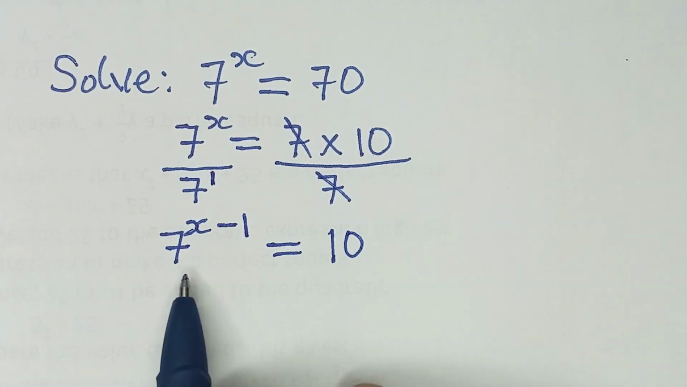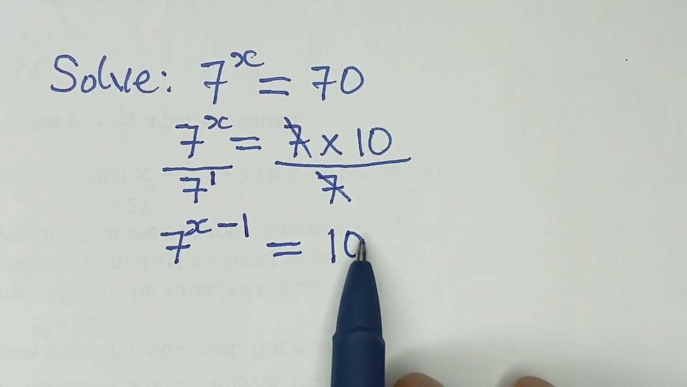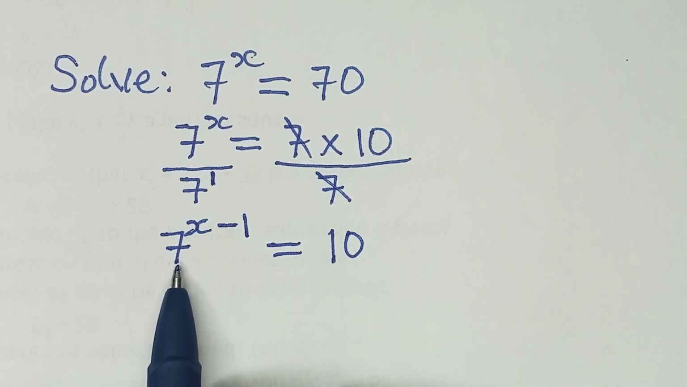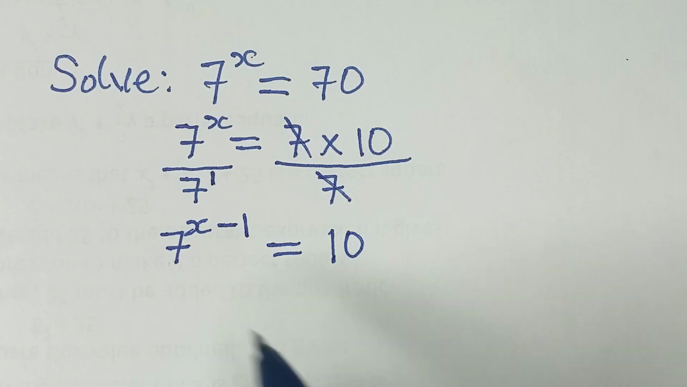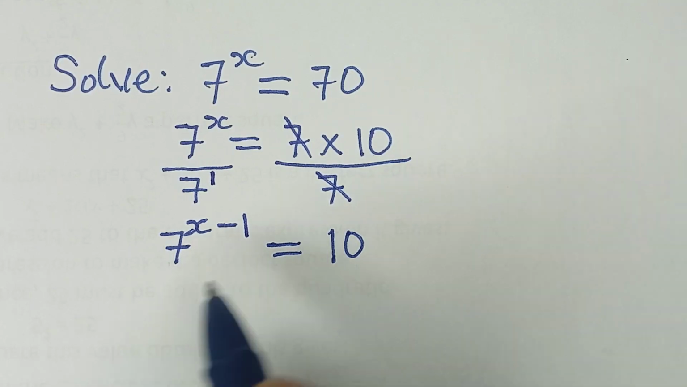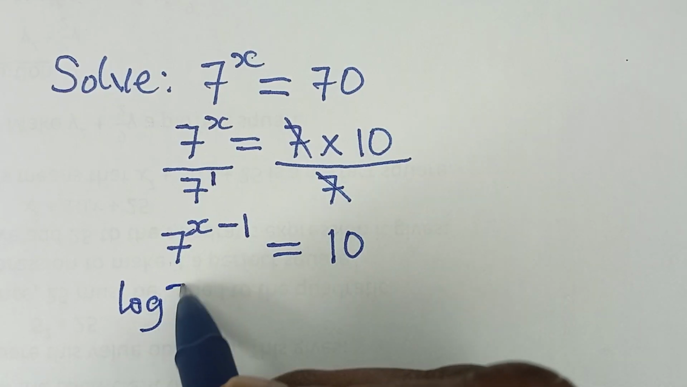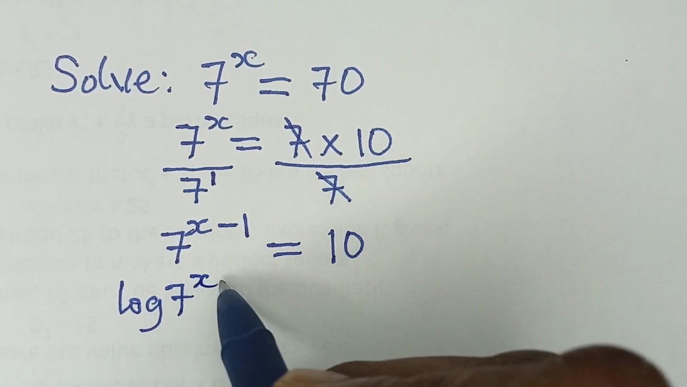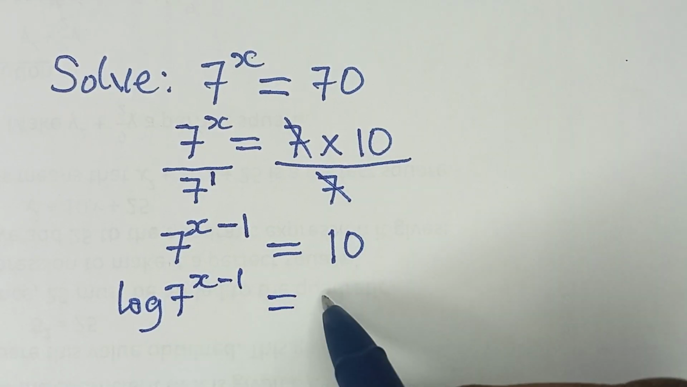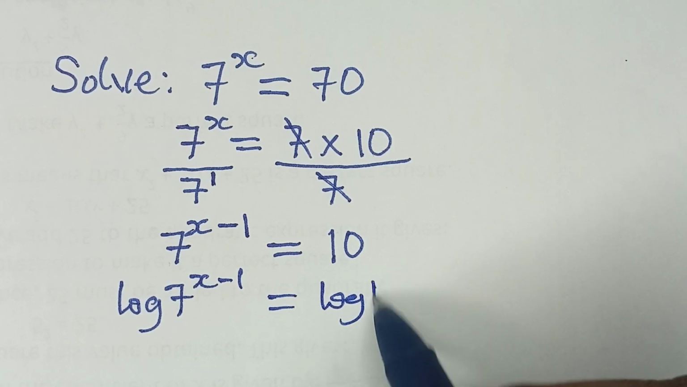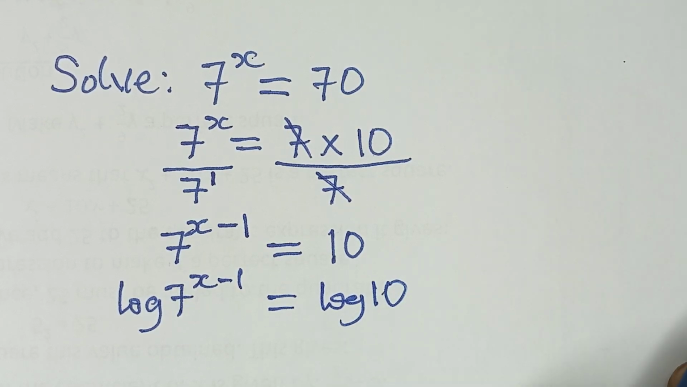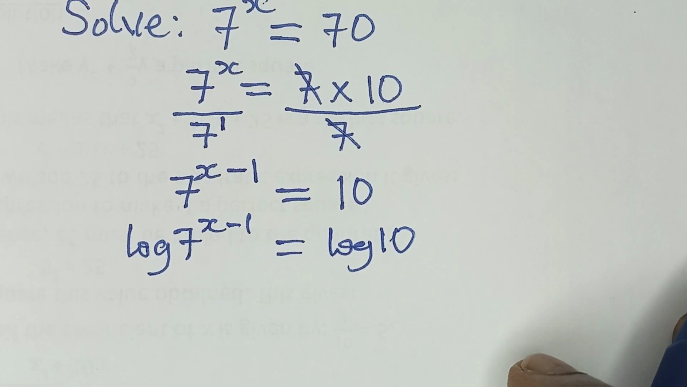Now, if you look at these two numbers, 7 and 10, there's no way we can break 10 to the base 7. So the method that we need to apply here is to take the logarithm of both sides. So this becomes log 7 raised to power x minus 1 is equal to log 10, after taking the logarithm of both sides.